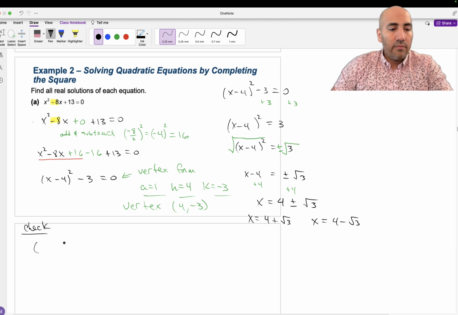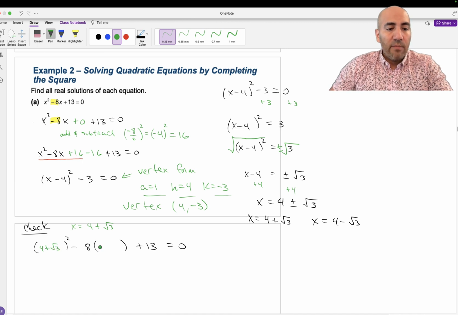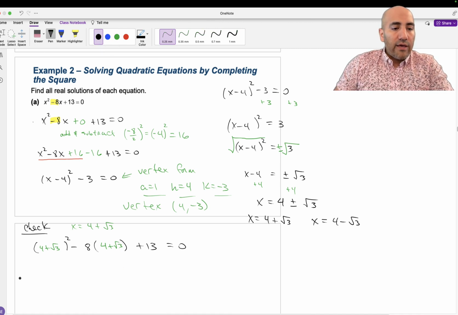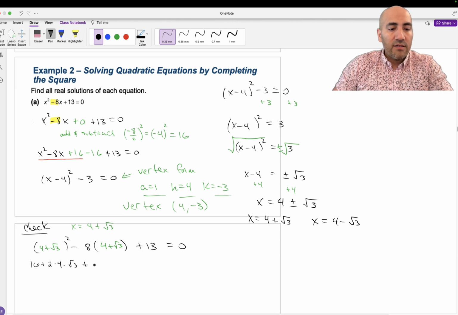Blank squared minus 8 times blank plus 13 should be 0. So the first blank I want to check is when x equals to 4 plus root 3. So this would be 4 plus root 3 squared minus 8 times 4 plus root 3. All right, let's see if that works out. Okay, so here I'm going to FOIL this. So I'll end up with 16 plus 2 times 4 times root 3 plus root 3 squared, which is a 3. Then I'm going to distribute here. We get a minus 32 minus 8 root 3 plus 13 equals 0.